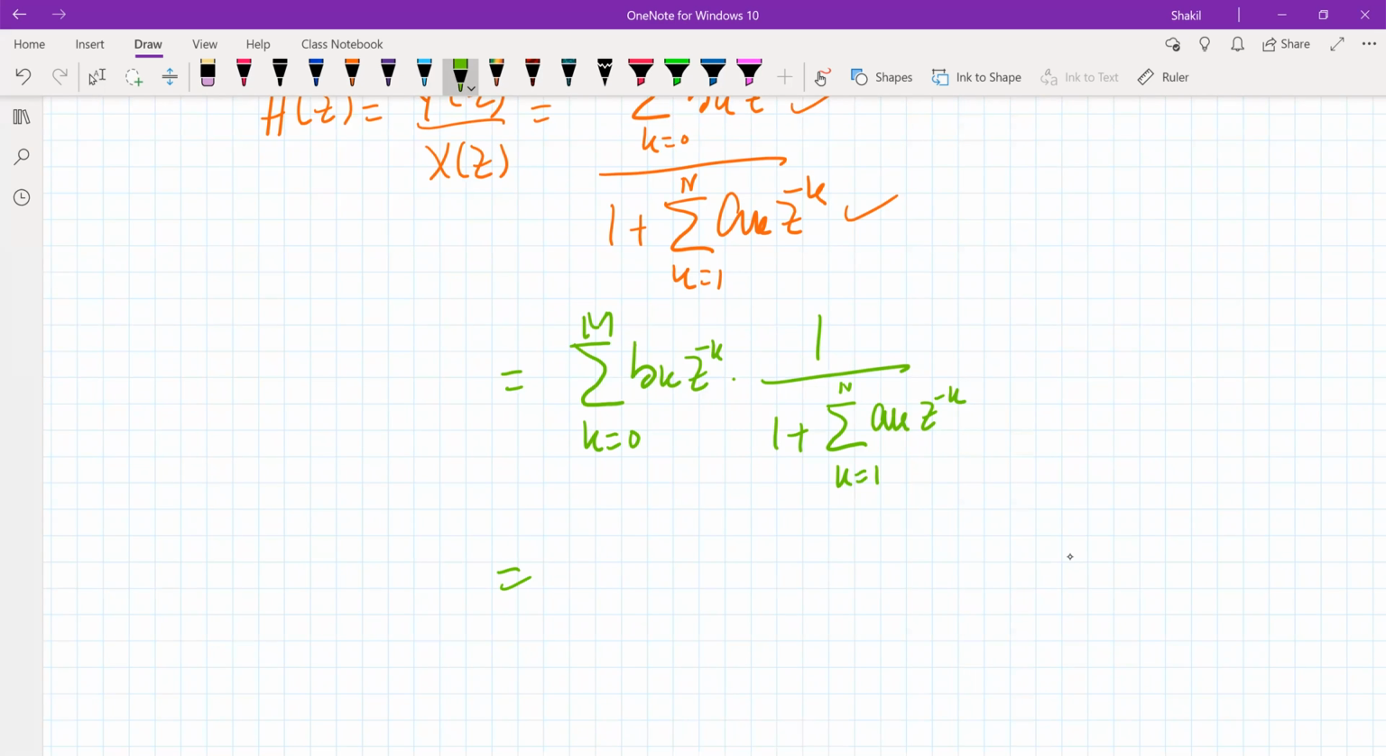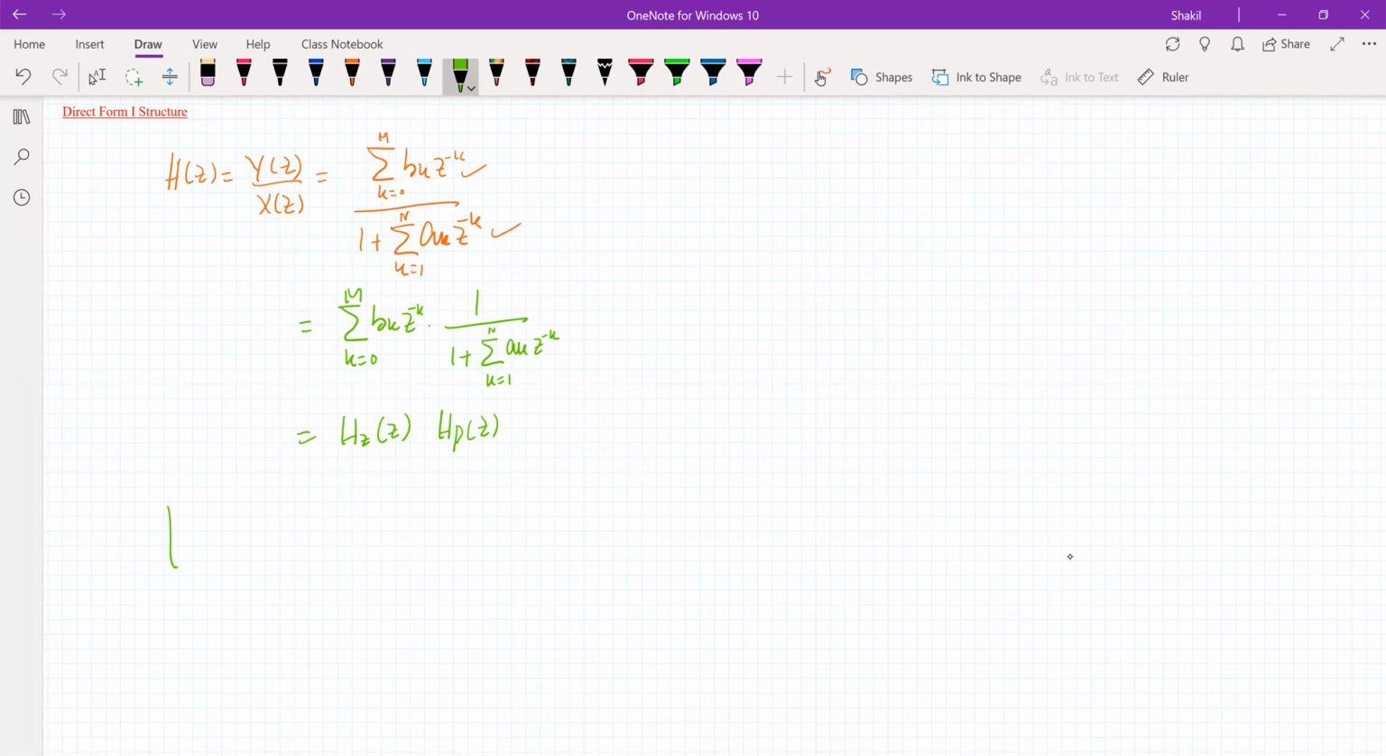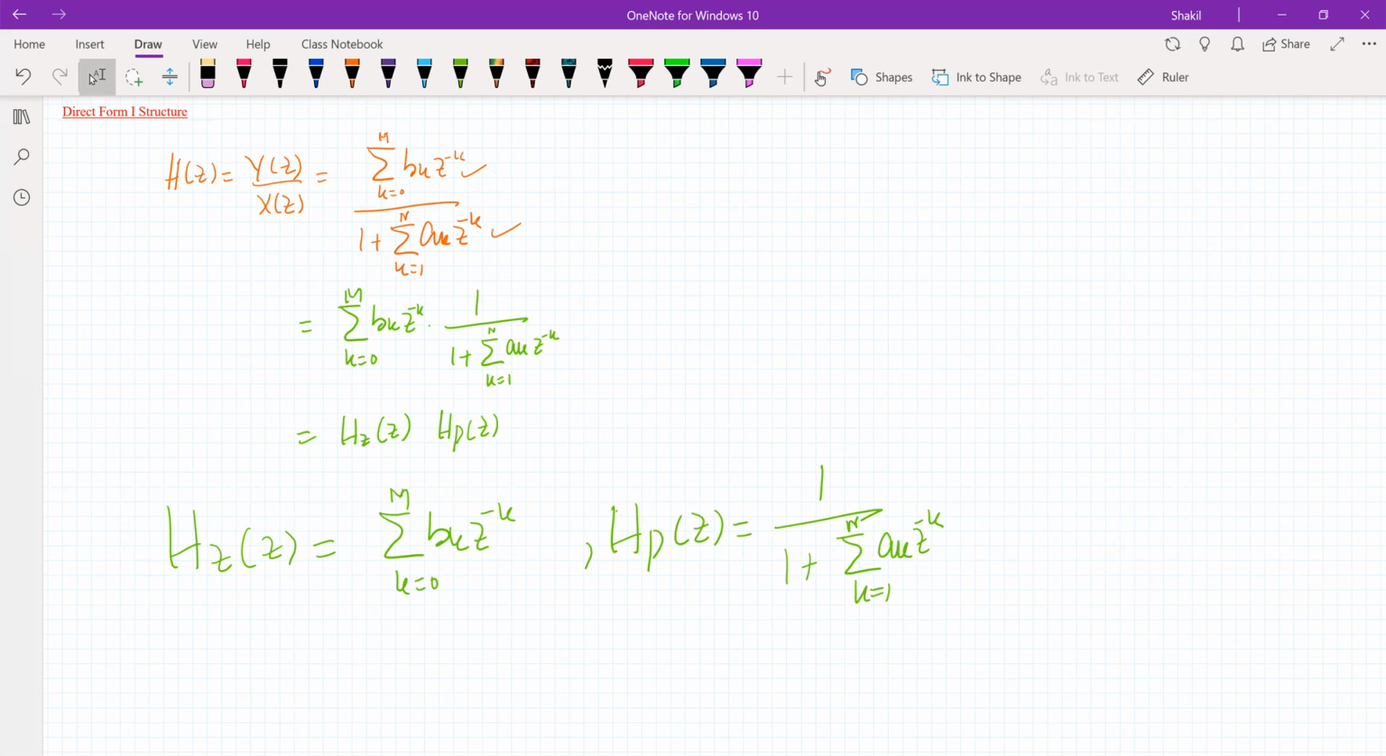Let me call this transfer function Hz of z, and this one Hp of z. What is Hz of z and what is Hp of z? Hz of z is simply summation k running from 0 to M of b_k z^-k, and Hp of z, which represents the pole part, is 1 over 1 plus summation k running from 1 to M of a_k z^-k.